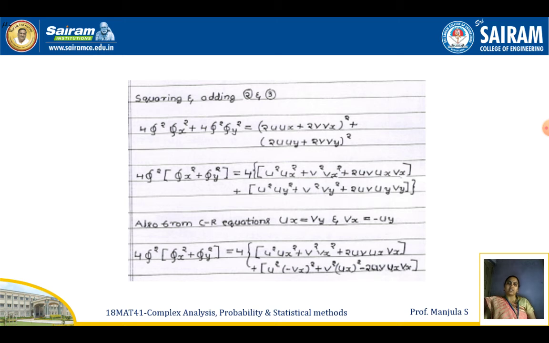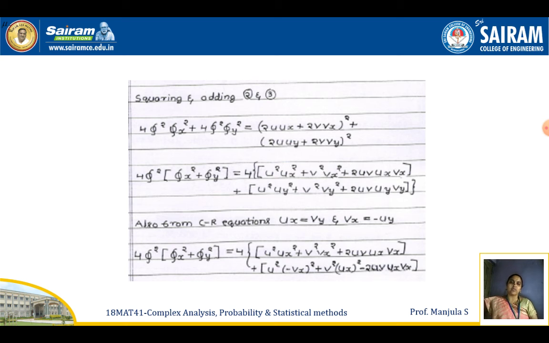Now on the LHS side, if you take 4φ² as common, we get φx² + φy² equals 4 into (a + b)² — the (a + b)² formula we have to use. On expansion we can take that 4 as common in each and every term. And you just go for using these CR equations: ux equals vy and vx equals minus uy.